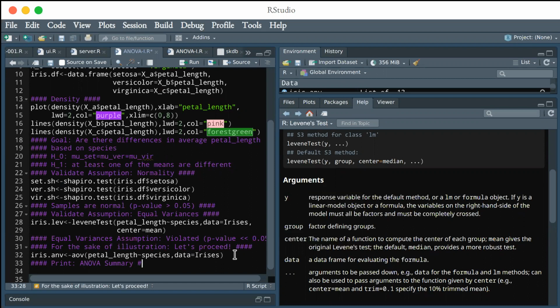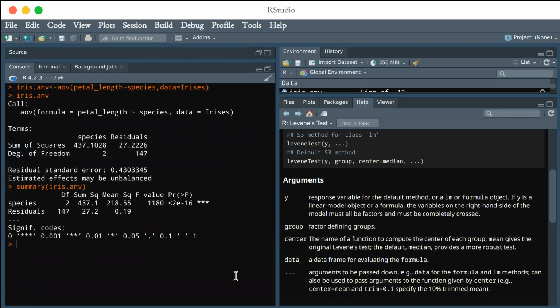Based on the summary, do you think that we should reject the null? Easy question. You should reject the null. Why? Because the probability is really small. The p-value that we see is extremely small, close to zero.